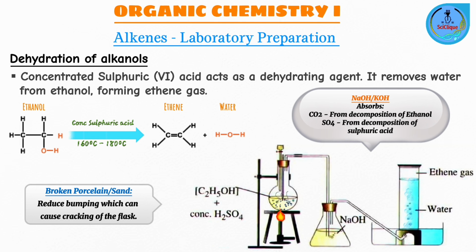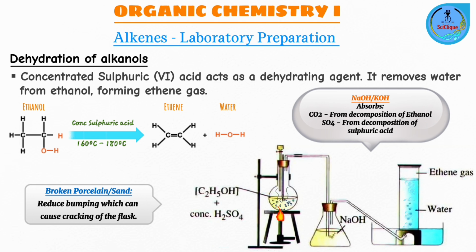So the ethene gas that is produced is collected over water because ethene is only slightly soluble in water. However, if you need the gas to be dry, you can use calcium chloride to dry it, okay? So calcium chloride is a drying agent. You can use it to dry ethene. But don't use concentrated sulfuric acid because it will end up reacting with ethene.